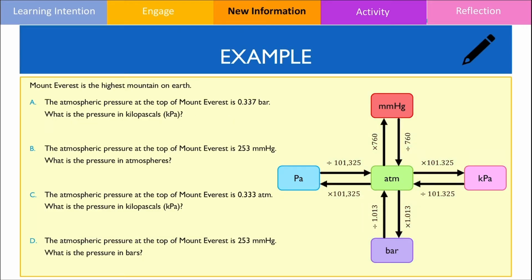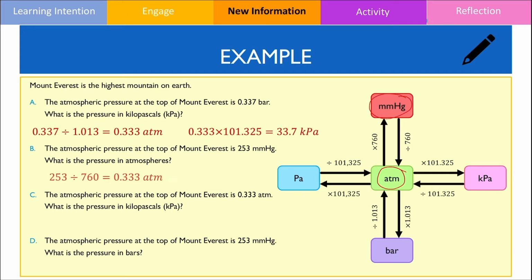In part A, we need to convert bars to kilopascals. To do this, I will need to convert bars to atmospheric pressure first by dividing by 1.013, and from here, I need to multiply by 101.325, giving me an answer of 33.7 kilopascals. In part B, we need to convert 253 millimeters of mercury into atmospheric pressure. This can be done directly by dividing 253 by 760, giving us an answer of 0.333 atmospheric pressure. In part C, we need to convert atmospheric pressure to kilopascals by multiplying by 101.325, giving us an answer of 33.7 kilopascals.